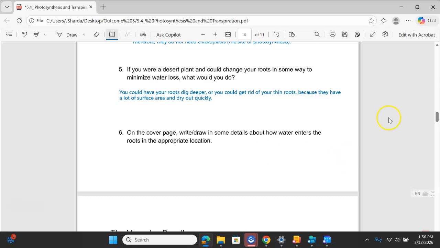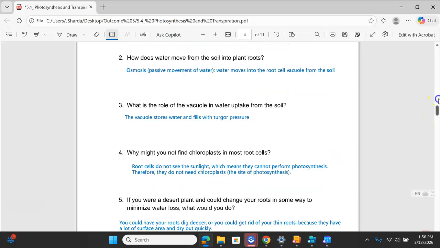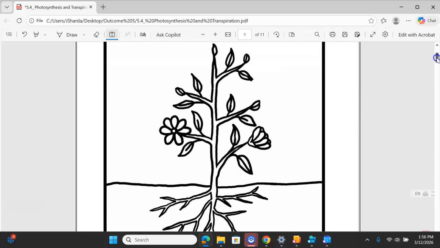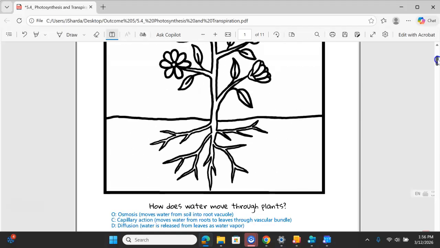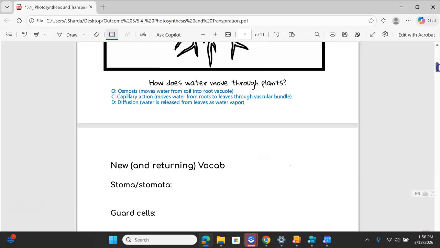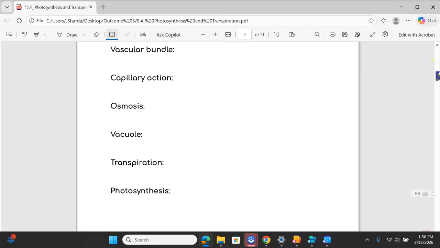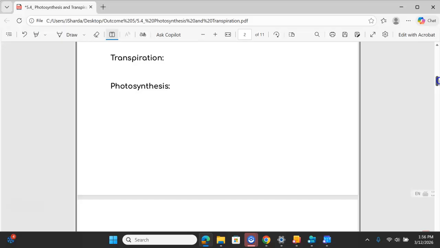All right, on the cover page, write or draw in some of the details about how water enters the roots in the appropriate location. So go back to this diagram, and you can add some of those details. I won't tell you what to write, but I'll leave that up to you. And you might be able to remind yourself what capillary action is, osmosis, vacuole, transpiration, and so on and so forth.